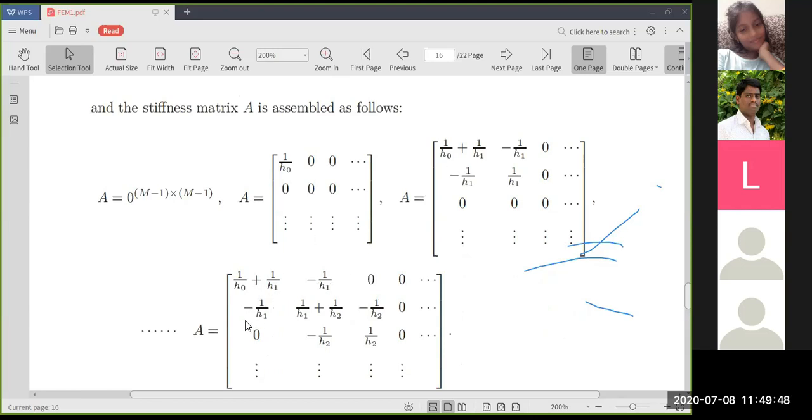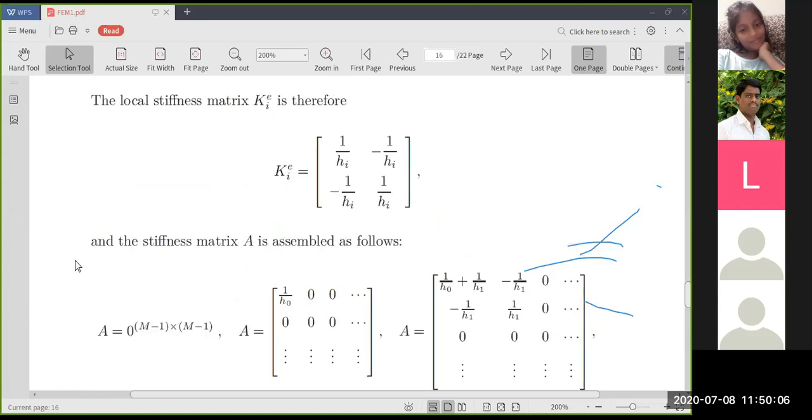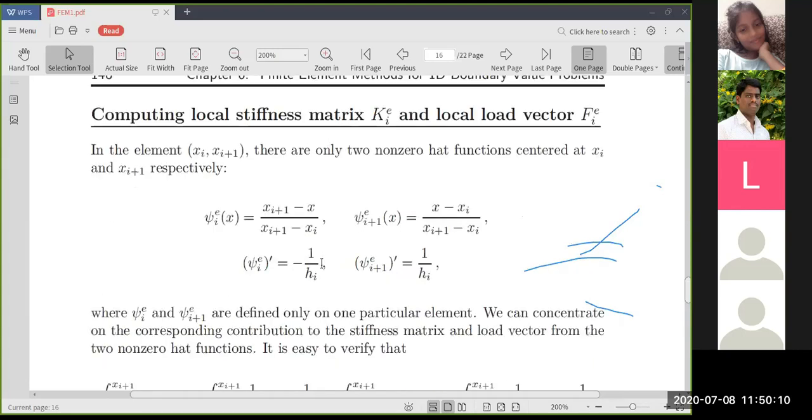Now this location you have to add. So 1 by h1 plus... Now you take i equal to 2. So this will be plus 1 by h2, minus 1 by h2, minus 1 by h2, 1 by h2. So we have to keep on adding that 2 by 2 submatrix portion in the corresponding positions. Traditionally people call this particular technique assembling. This is called assembling.